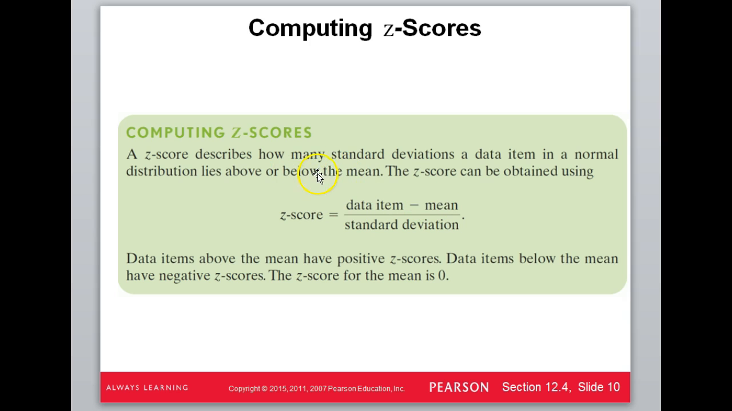But if we get a negative, that means we're below the mean, and that means this data item minus the mean would have been a negative number because the mean was bigger. Standard deviation is always positive, so we end up with z-scores of positive being above and z-scores of negative being below. If you happen to have a data item exactly equal to the mean, the data item minus the mean will give you a 0. So the z-score for the mean is 0.